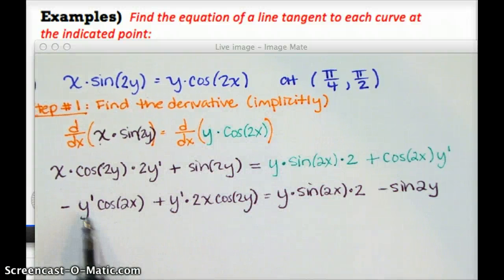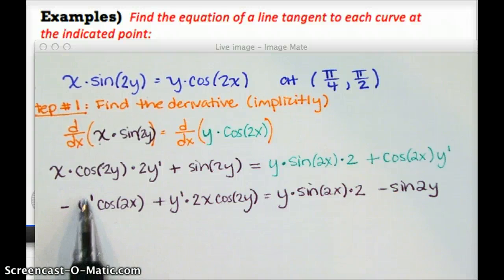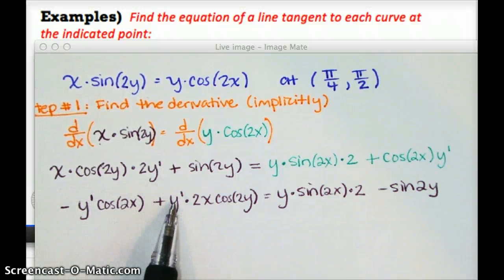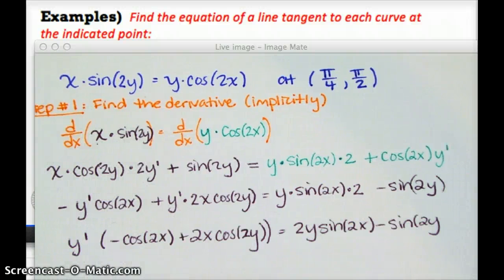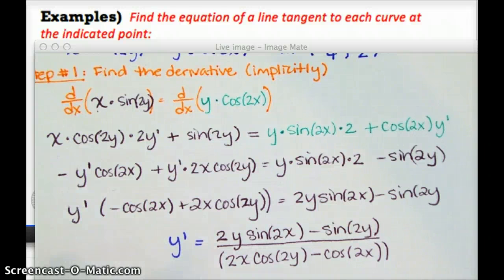I also switched up the order a little bit here so that I can see easily now that I'm going to take out a GCF, which is going to be a y prime. And now all I need to do to get the derivative by itself is divide both sides by this expression right here in parentheses. And I get my final derivative, which is this nasty looking fraction right here.